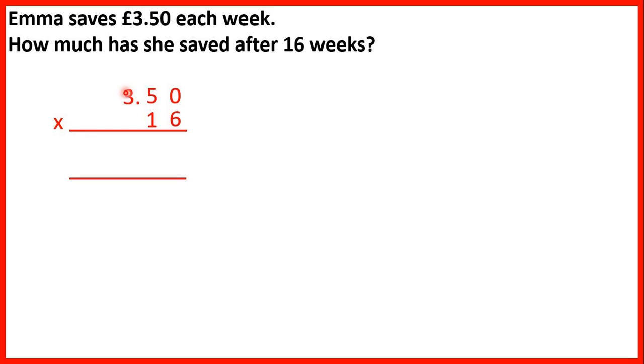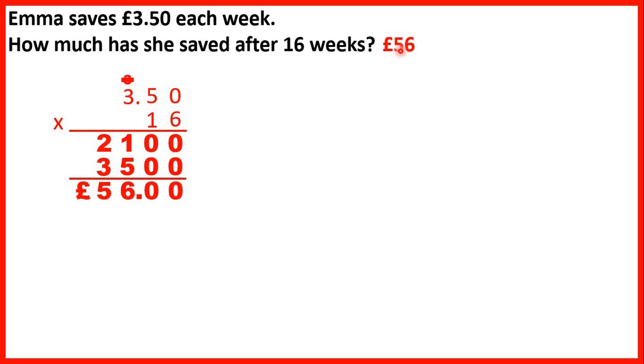So we can work out £3.50 times 16. Now we could use the column method, so writing the number with the most digits on top, copying down the decimal point into our answer, and then multiplying, and that will give us £56 as our answer. But here, I probably wouldn't use the column method.